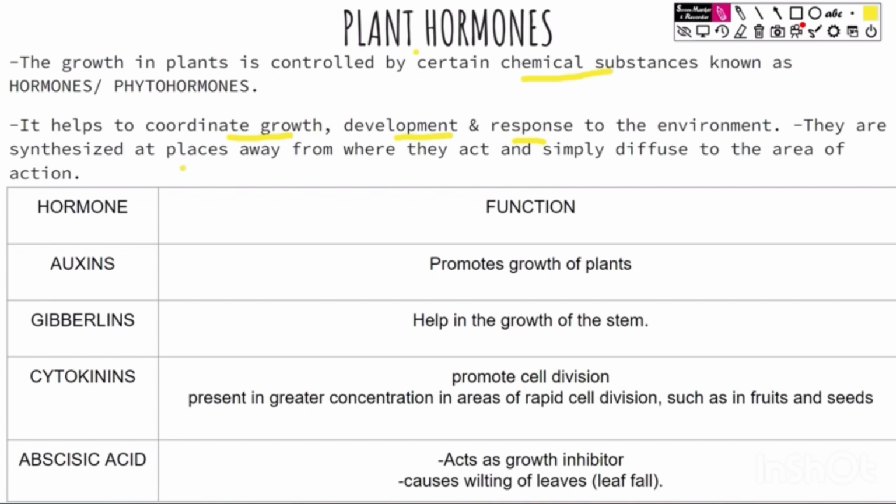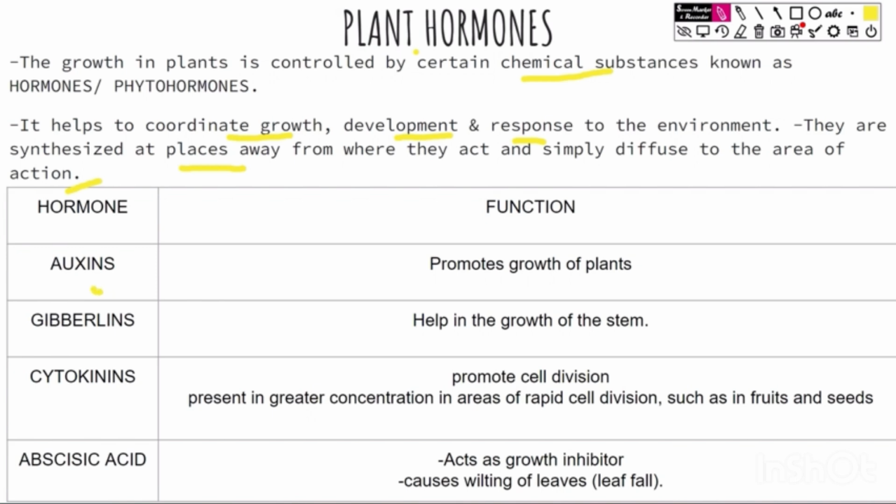Again, like other hormones, they are synthesized at a place which is away from the place of action. Then through conduction they are transported from one place to the place where they have to act. So from the area of synthesis to the area of action they are transported. Now here we have 4 different types of hormones which are commonly seen in plants. So you need to know the names of these hormones and their important functions.